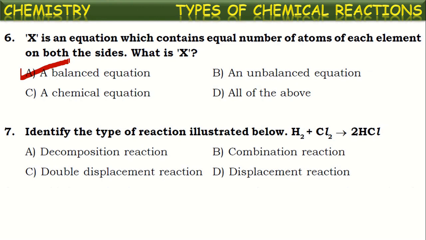Next, identify the type of reaction illustrated here. See what is given. Hydrogen plus chlorine gives hydrogen chloride. What is happening if you observe there? Hydrogen combining with chlorine to form hydrogen chloride. So two elements are combining to give a new compound. What type of reaction is it? It is called a combination reaction. You can say clearly the combination of two elements to form a compound.